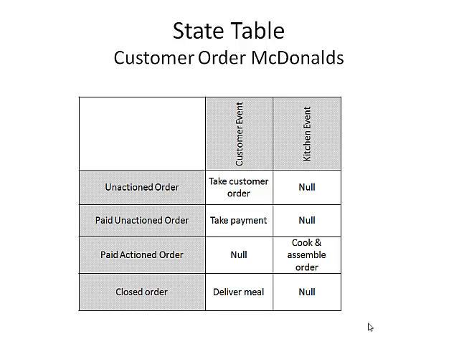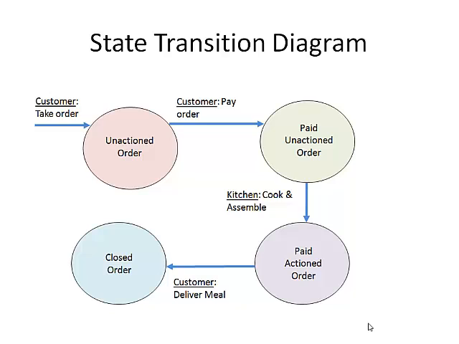At the point of giving it to you, that's another event. The order is effectively closed. So this is looking at a state transition in terms of a table, but we could do it diagrammatically, exactly the same information: an unactioned order, actioned order, paid order, closed order, with the event and the person who is initiating that event described on it.